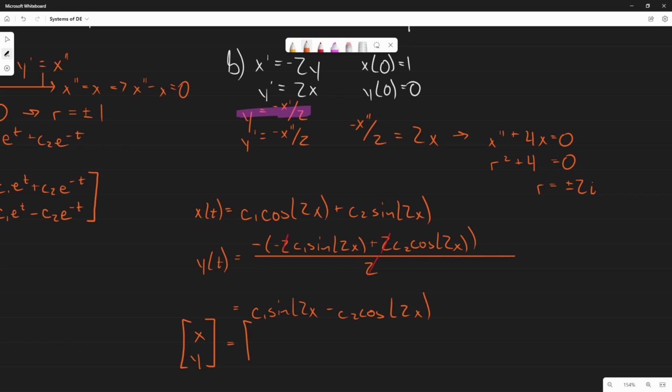And this gives us our solution: x, y is going to be equal to c1 cosine of 2t plus c2 sine of 2t, and then c1 sine of 2t minus c2 cosine of 2t. And that would be our solution to our system.